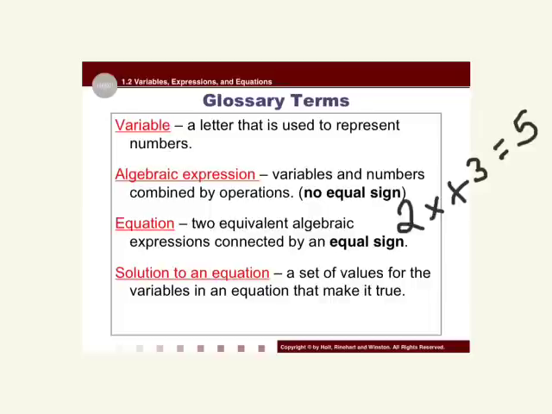And then the final one here is a solution to an equation. A solution is a set of values for the variables in an equation that make it true. So if we take a look at this equation I have here, a solution to this would be maybe x equals 1. Because if I plug 1 in for x, 2 times 1 is 2, 2 plus 3 is 5, 5 equals 5, so that makes it true. And any value of the variable that makes the equation true is considered a solution to that equation.